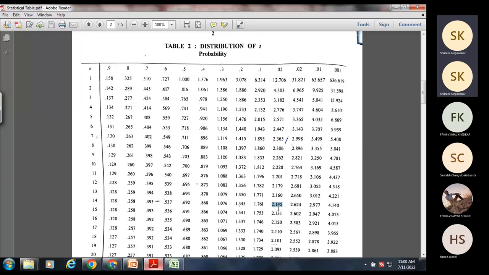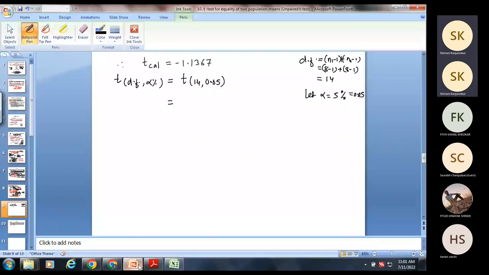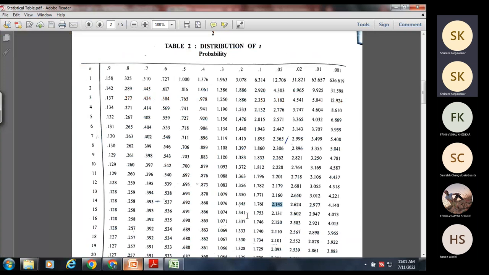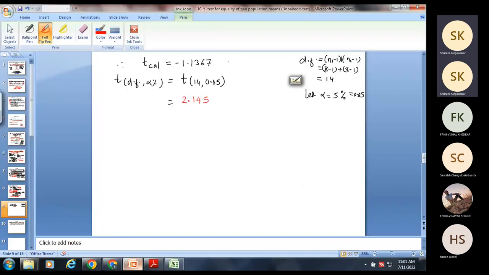2.145. This is 2.145. 2.14. What is that table value? It is 2.145. This is 2.145, right? So now you have to compare both the values. This is 2, this is 3.